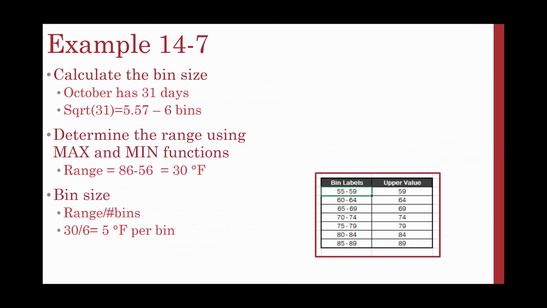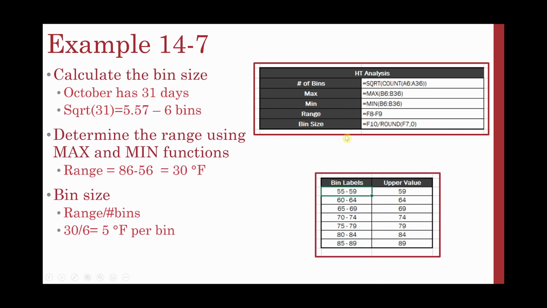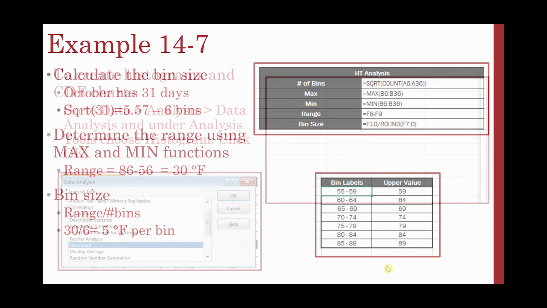So we want to calculate the bin size. October has 31 days, so the square root of 31 is 5.57, so we're going to have 6 bins. We're going to determine the range using the min and max function. The range is the max minus the min, so our range is 30 degrees. So our bin size is our range divided by our number of bins, so we have 5 degrees per bin. Here's our histogram analysis. We're going to have bin labels.